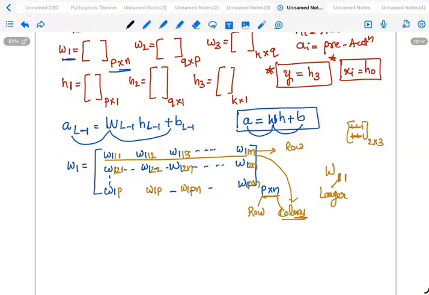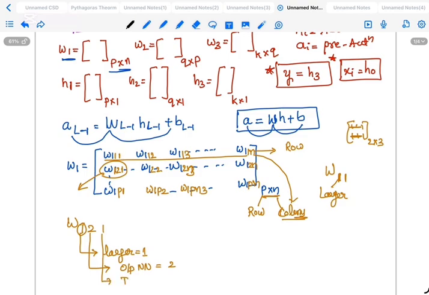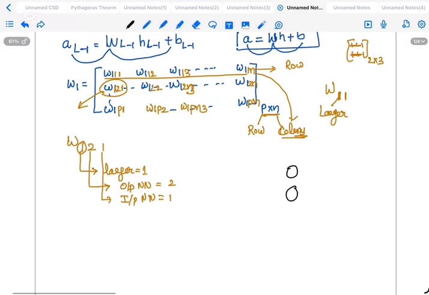First neuron, second neuron, third neuron. What does this element W121 represent? In W121, the first 1 is the layer number, layer 1 weight matrix. The 2 represents the output neuron. The output neuron number is 2, and the last one represents the input neuron, input neuron number 1. For example, we consider this.